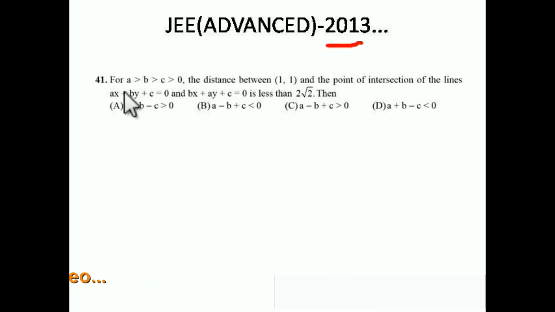Okay, so what they say: for a greater than b greater than c greater than 0, the distance between 1 comma 1 and the point of intersection of the lines ax plus by plus c is equal to 0 and bx plus ay plus c is equal to 0 is less than 2 root 2, then which of these conditions is going to be satisfied. So what we have to first do is find the intersection point between these two straight lines. Okay, so we are going to find that.